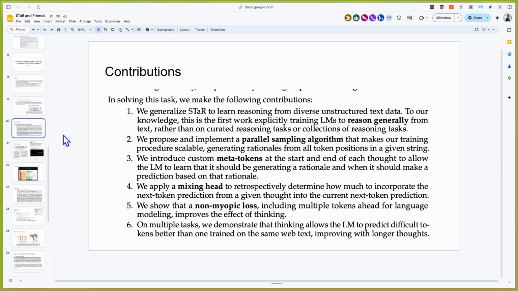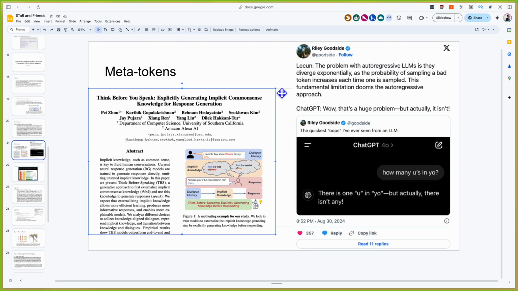Second one is parallel sampling, which is the graphic I already showed you. It's a parallelization technique, nothing more. Third, we introduce custom meta tokens. This is what we'll dive into next. Fourth, we apply a mixing head to mix the next token prediction from the thought into the next token prediction. So it's like speculative chain of thought decoding. Fifth, non-myopic loss, including multiple tokens ahead. So there's a look ahead effect, which we'll cover later. And then six, there's a bit of evals. Okay, so is everyone familiar with the pause before you think paper?